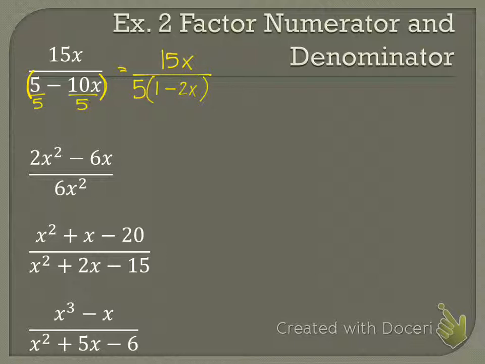What is fair game to reduce? The outside number. What number can go into 15 and 5? 5. 5 goes into 5 one time. 5 goes into 15 three times. So I'm left with 3x over 1 minus 2x. You say, wait a second, I thought that was supposed to be in parentheses and a 1 out there. You can do that, but you don't have to. It's not going to change anything. This is my final answer. Could I cancel out these x's if I wanted to? Nope. Why not? 1 minus 2x is a family. Cannot touch it.